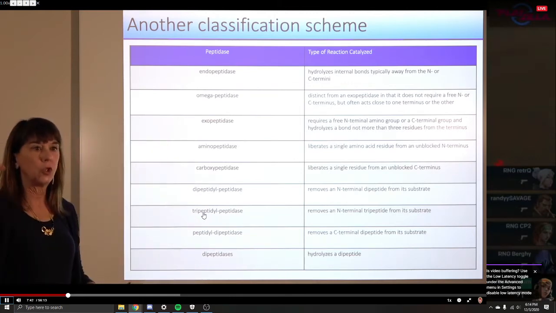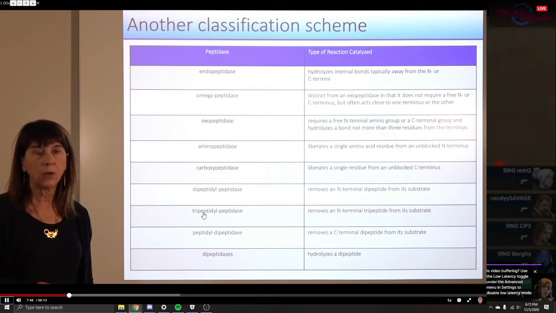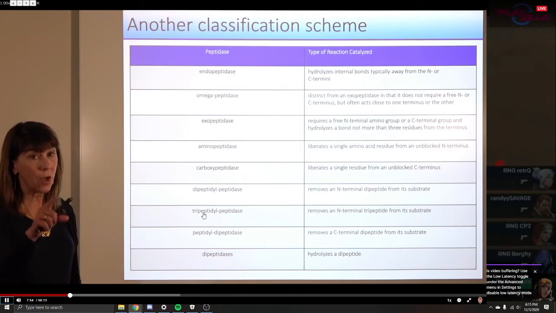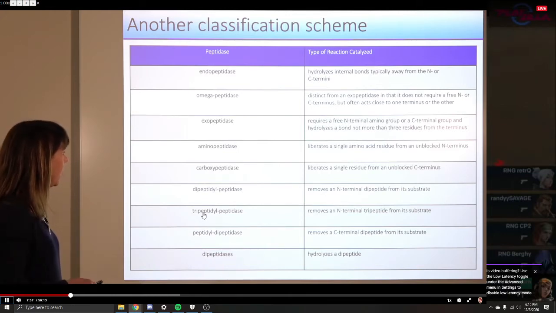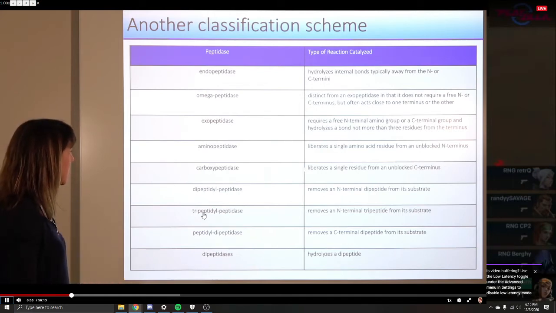Exopeptidase makes a lot of sense. It's chewing away at one of the termini. So it requires a free N-terminal amino acid group, so you can't have a blocked N or C terminus. Aminopeptidase, what is that one? We're going to talk about an aminopeptidase. It liberates a single amino acid residue from an unblocked N terminus. A carboxypeptidase, what do you think? It's working at the C terminus. It liberates a single residue from an unblocked C terminus.